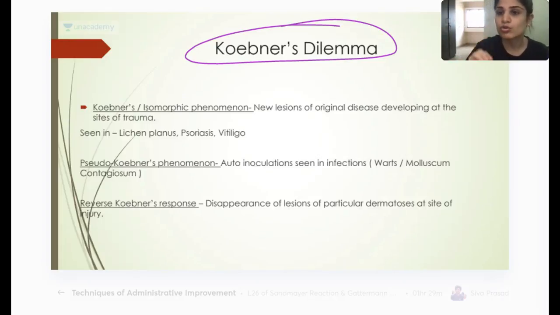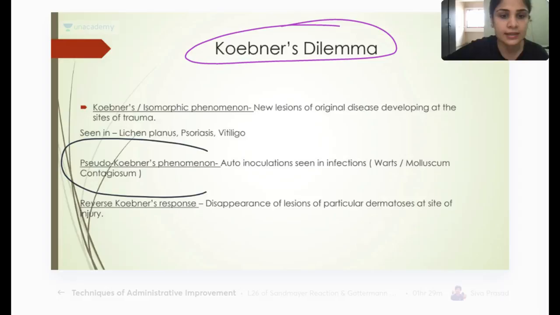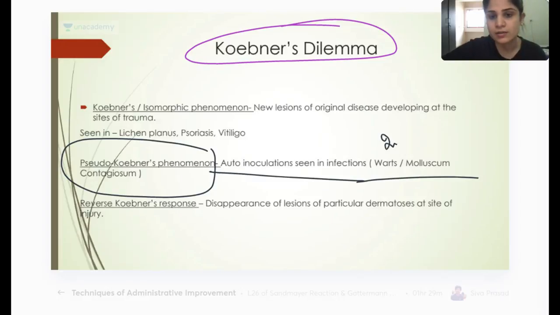Okay? And what is pseudo Koebner's phenomenon? This came in my exam, the NEET PG exam. So please read this carefully. They had asked me, in which condition do you see pseudo Koebner's phenomenon? So it is seen in most of the infective conditions. So what happens in this? I have a lesion over here already. I start getting another lesion over here. Now I have not had any trauma over here. I have not had any problem over here. So I'm like, why is a second lesion appearing here?